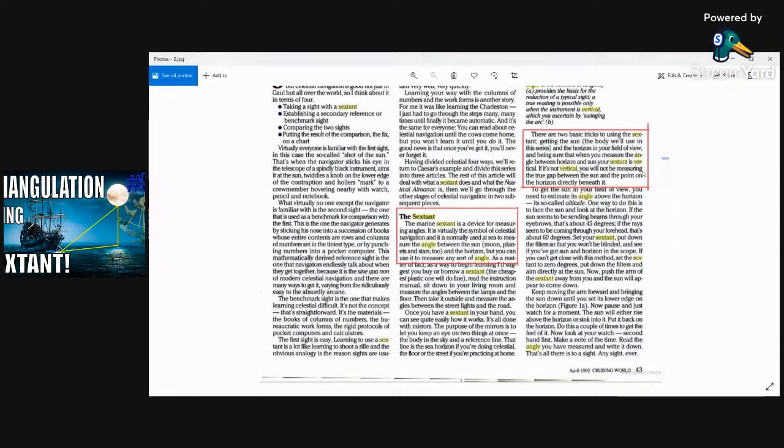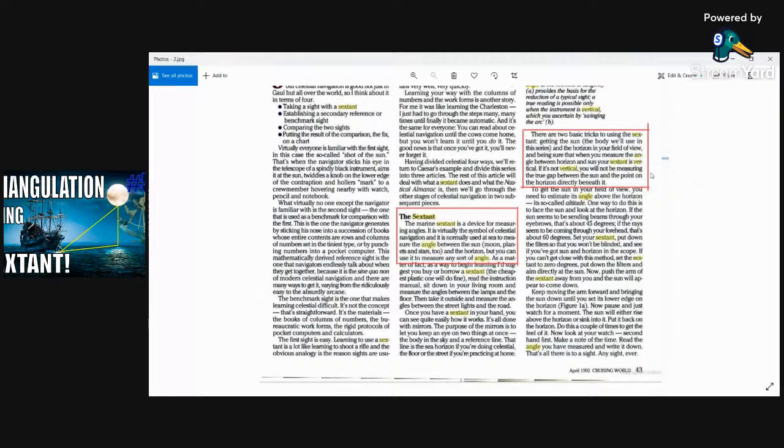There are two basic tricks when using the sextant. Getting the sun, the body that we'll use in this series. So they're talking about the sun and the horizon in your field of view. And being sure that when you measure the angles between the horizon and the sun, your sextant is vertical. If it's not vertical, you will not be measuring the true gap between the sun and the point of the horizon directly beneath it. Now we have to understand what we're seeing here when using the sextant.